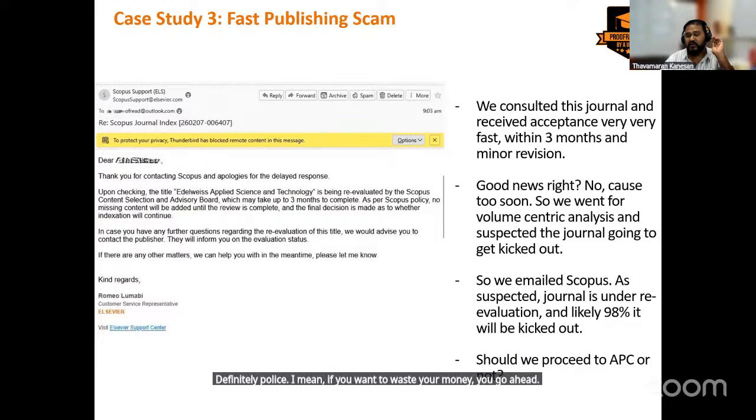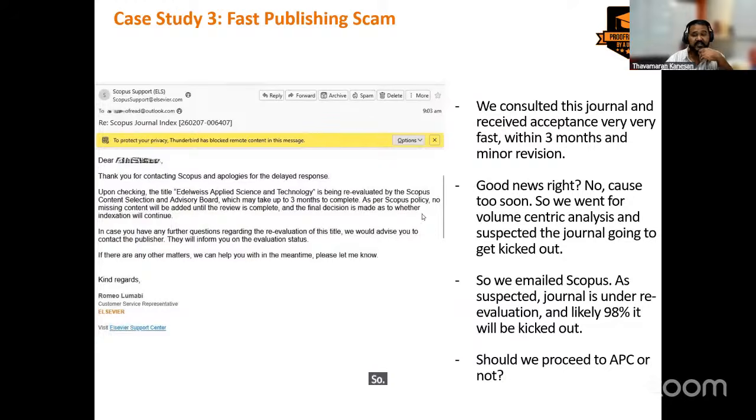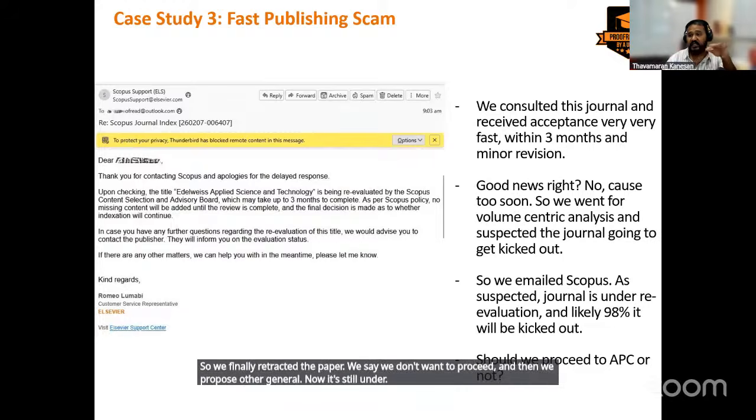All right. The moment your journal becomes online, your paper is done. You cannot do anything with the paper anymore because Turnitin will show 100%. So we finally retracted the paper. We say we don't want to proceed. And then we propose other journal. Now it's still under review. Still under review, other journal.